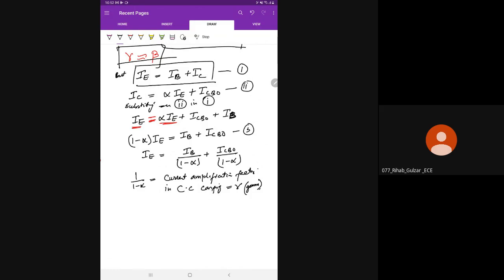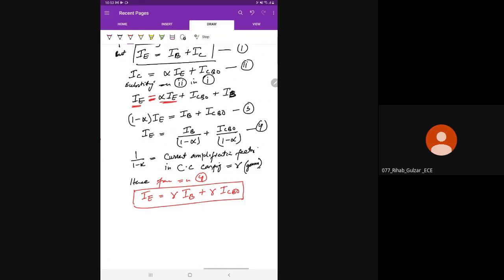So this is its relationship with alpha. Hence we can say that IE will be equal to gamma times, and now from equation 4 we can say that IE is equal to gamma times IB plus gamma times ICBO. This equation is valid for common collector configuration. This equation will be used for common collector.